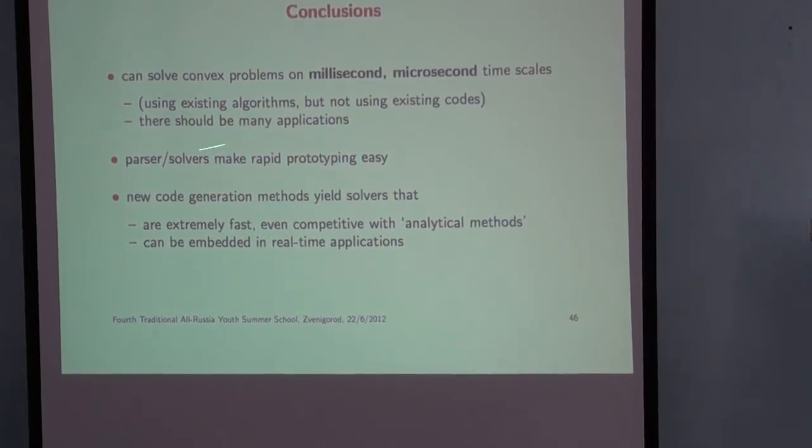And they claim that there should be many applications. I have no idea what they are. They're obvious in control. I don't know what the others are. I've already said this yesterday. So the idea is you can make code generation methods. They yield solvers that are extremely fast, even competitive with analytical methods, and you can embed them in real-time applications. So here we had a very sad story in my group.